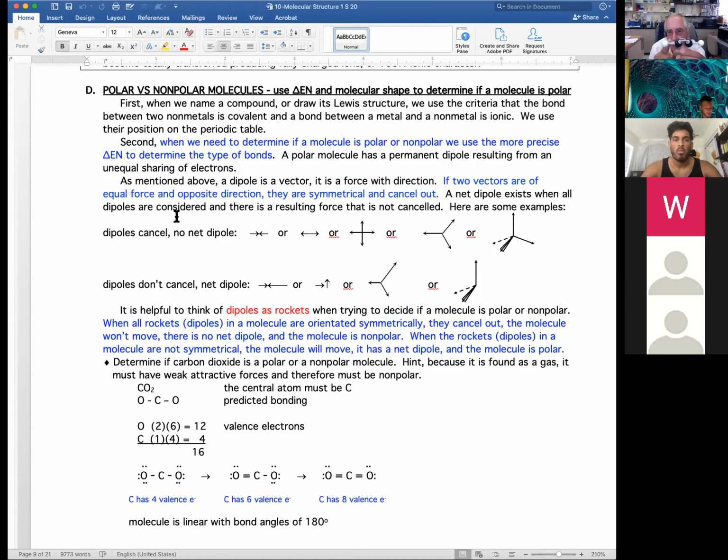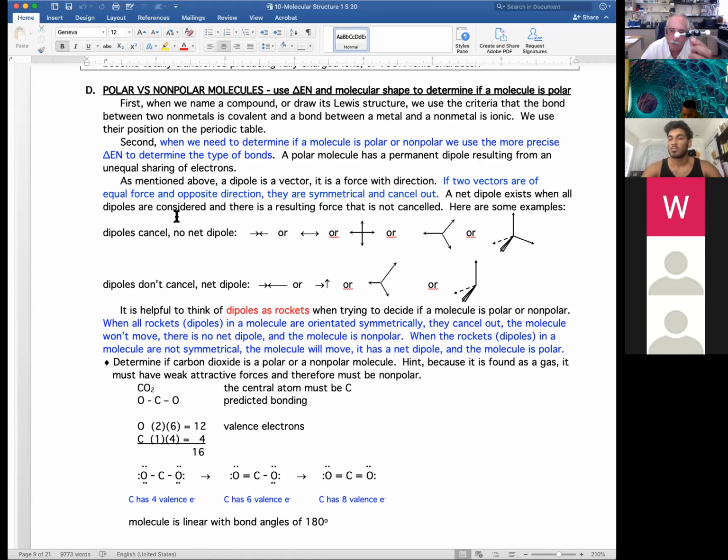Say this was a rocket right here, and this was an equal rocket, and I have them in opposite directions. I fire those two rockets at once. Is this going to go anywhere? The answer is no. Therefore, it's a non-polar molecule. Now, what determines if this actually is a rocket or not? The difference in electronegativity. If it's a polar covalent bond, we can treat it like it's a rocket. If it's a non-polar covalent bond, then it's not even a rocket.